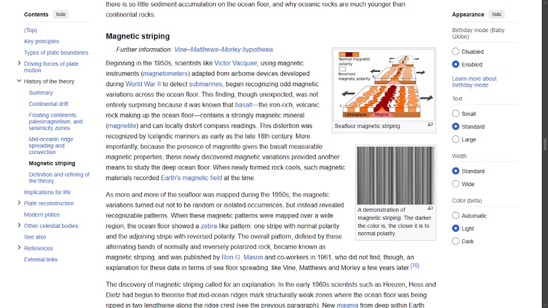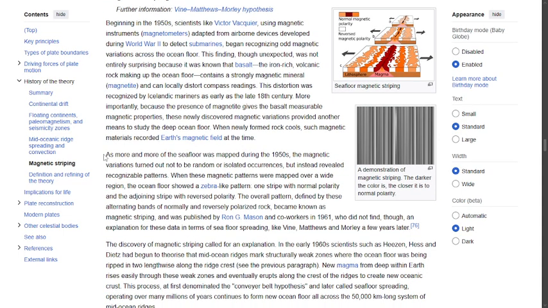Wow, 1700s, hell. More importantly, because the presence of magnetite gives the basalt measurable magnetic properties, these newly discovered magnetic variations proved another means to study the deep ocean floor. When newly formed rocks cool, such magnetic materials recorded Earth's magnetic field at the time. As more and more of the sea floor was mapped in the 1950s, the magnetic variations turned out to not be random or isolated occurrences, but instead revealed recognizable patterns.